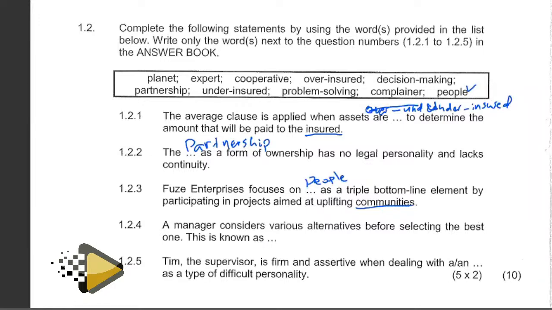Okay, right, Kritovs. Let's move on to the next question. We have 1.2.4. It reads as follows: a manager considers various alternatives before selecting the best one. So this is known as what we call decision making.